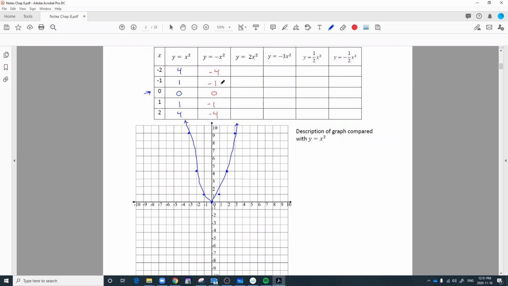So this second parabola is going to have that same vertex, but instead of going over 1 and up 1, I'm going to go over 1 and down 1. Instead of going over 2 and up 4, I'm going to go over 2 and down 4, over 3 and down 9. So I get the same parabolic shape. It's just that instead of opening up, it's going to open down. So y equals negative x squared. The only difference is that it opens down.